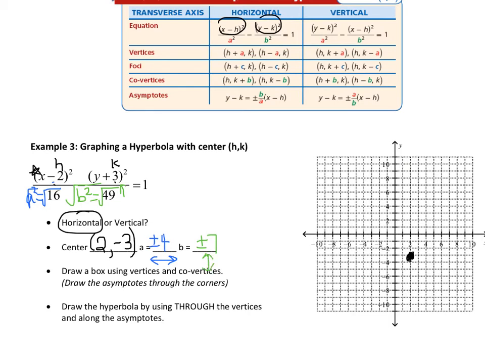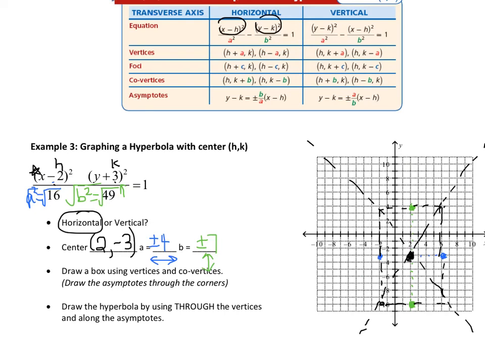So from that dot, I'm going to count over 4 to the right: 1, 2, 3, 4. And to the left 4. And then I'm going to count up 7: 1, 2, 3, 4, 5, 6, 7. And down 7: 1, 2, 3, 4, 5, 6, 7. Now we'll draw a box connecting those dots with a dashed line. And now we can make the asymptotes through the corners of the boxes. Try to make your asymptotes all the way across the graph.